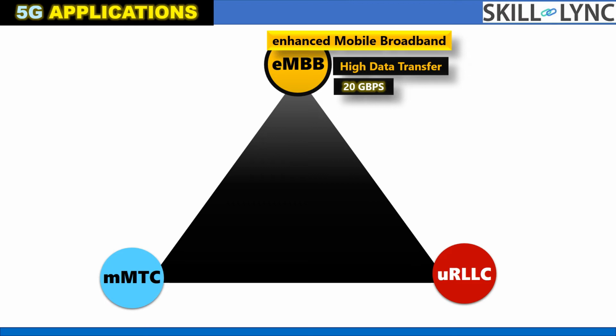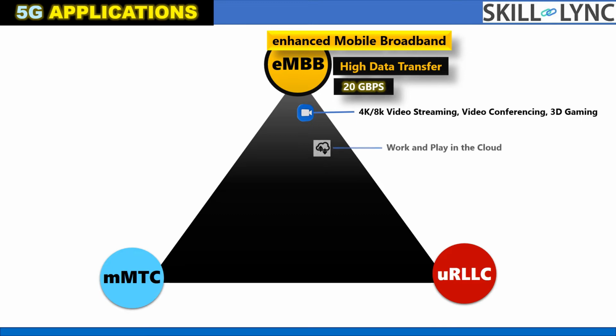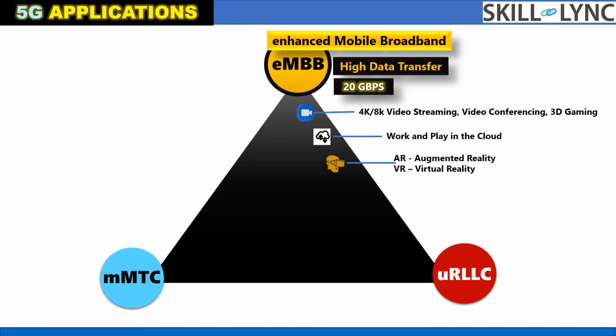With such high speeds, eMBB will enable new applications such as 4K and 8K video streaming, video conferencing, 3D gaming, work and play in the cloud, and truly immersive VR and AR. Imagine watching a VR streaming of a football game. eMBB will also enable smart homes and buildings.